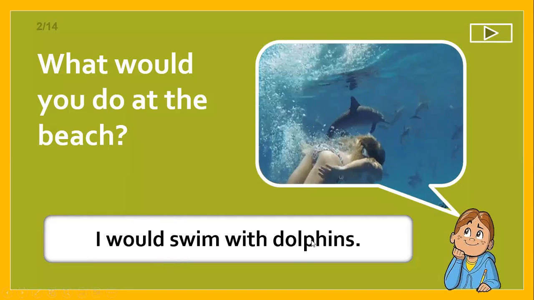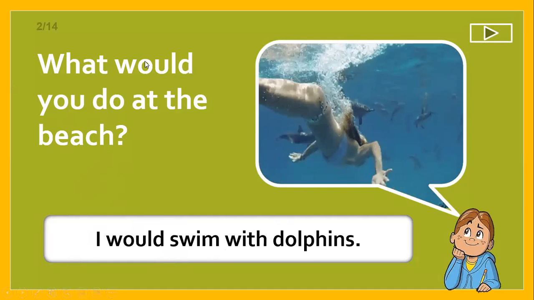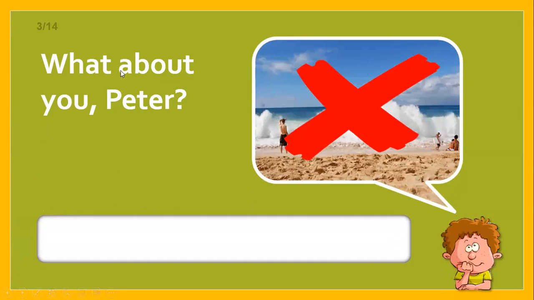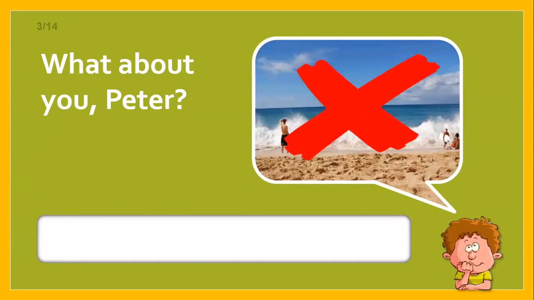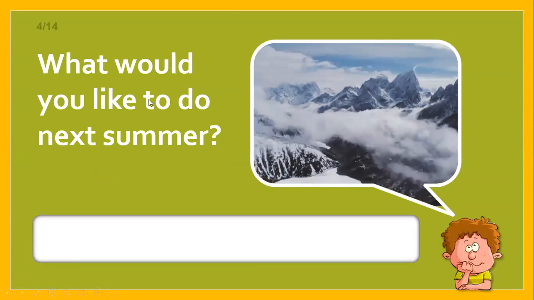Okay, in this one I have, I would swim with dolphins, okay? Why is it like that? Because it says would, okay? It doesn't say would like to, but a good idea though. Next one. What about you, Peter? Oh, negative. How would be for Peter? He wouldn't. Wouldn't like to. Go to the beach. Oh, he wouldn't like to go to the beach. Okay, let's see. It would be okay. He wouldn't like to go to the beach. Exactly.